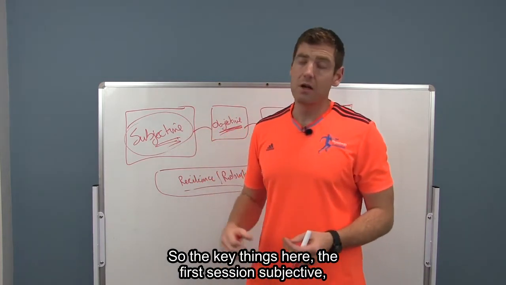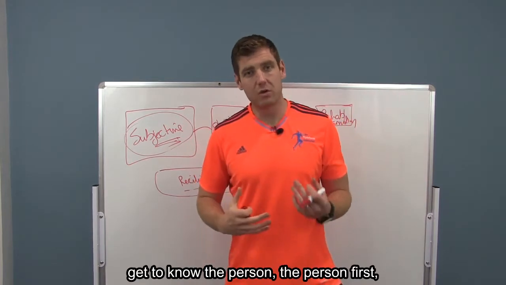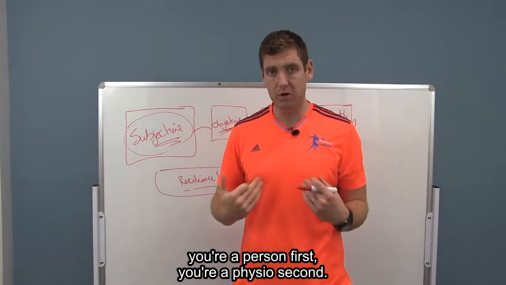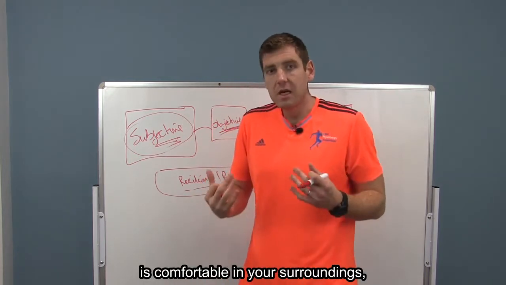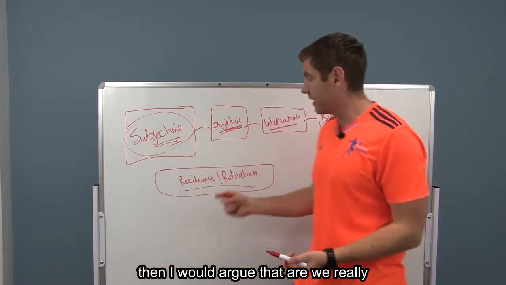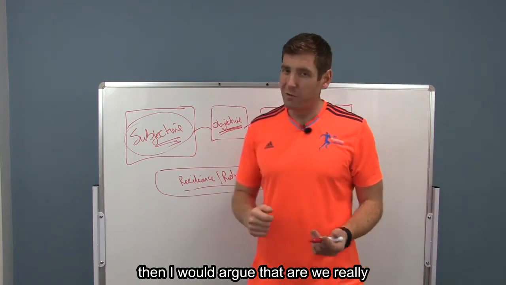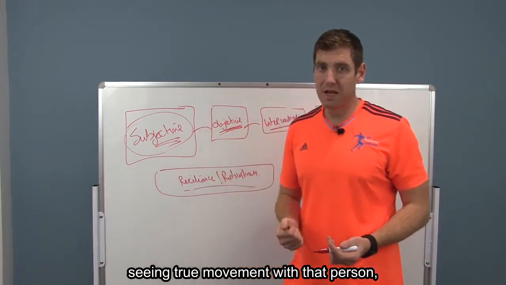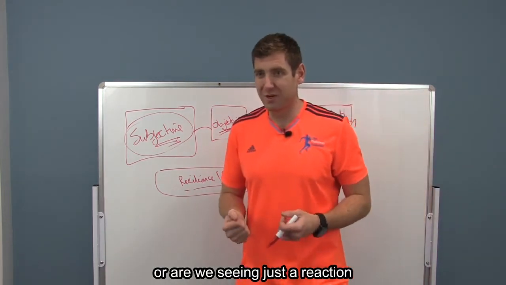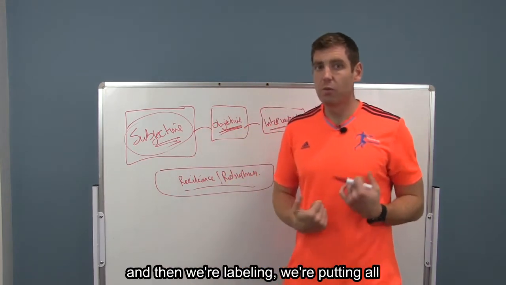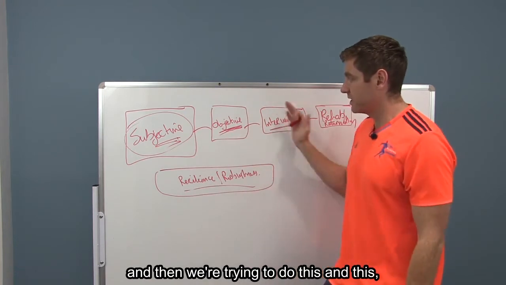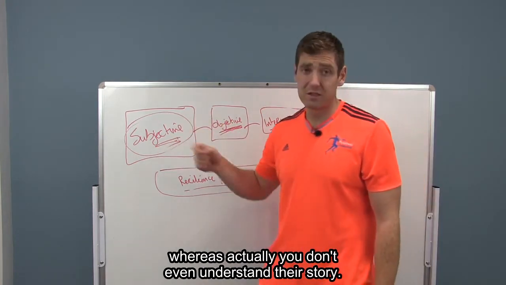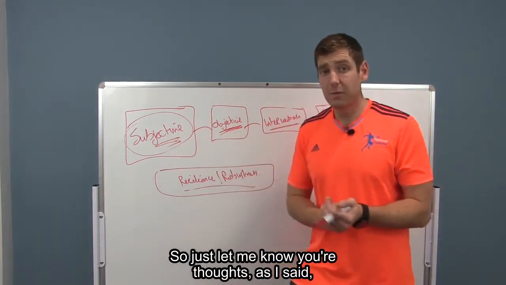So the key thing here, the first session subjective: get to know the person first. You're a person first, you're a physio second. Until that person is comfortable in your surroundings, I would argue, are we really seeing true movement with that person, or are we seeing just a reaction where they feel a little bit awkward with us? Then we're labeling, putting all our eggs in one basket, and trying to do this and this, whereas actually we don't even understand their story, okay? So just let me know your thoughts.